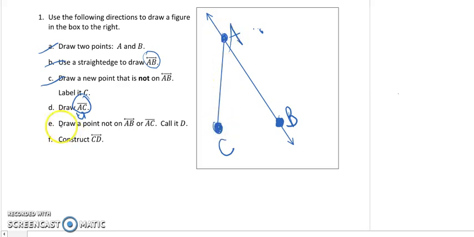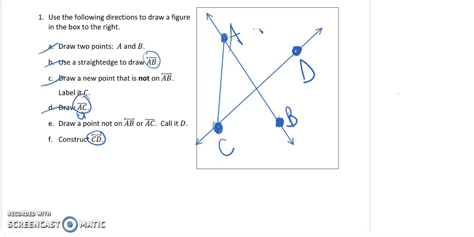No arrows. Then it says draw a point not on line AB or line segment AC and call it D. I'm going to put D right here. And then it says construct line CD. So I'm going to pass through C, pass through D, because that's what the arrows tell me to do. I'm passing through to go on forever. And so there your drawing should look like that. Pause if you need to catch up.